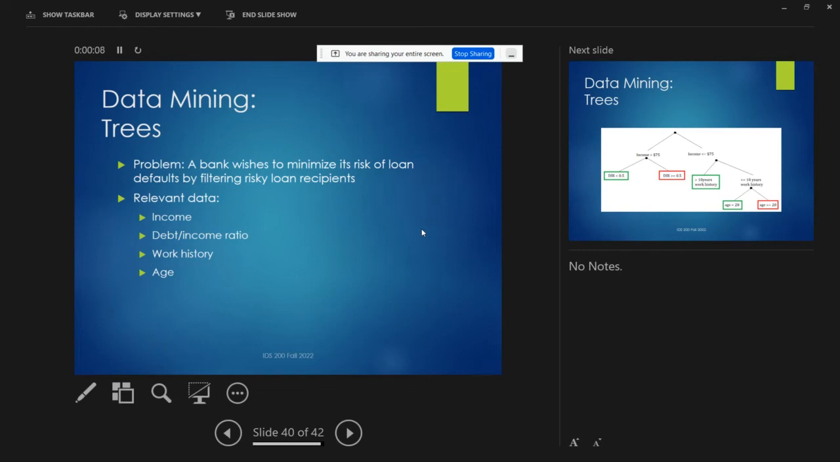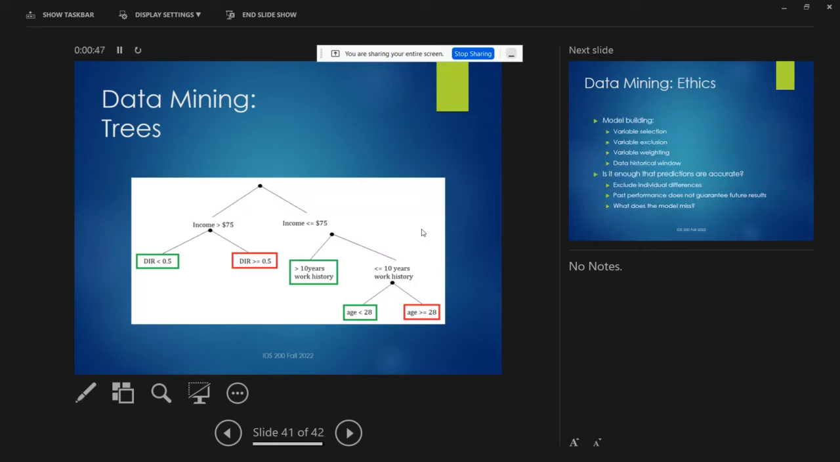So here's our problem for tree analysis. A bank wants to minimize its risk of loan defaults by filtering out risky loan applicants. It only wants to lend money to people that it considers to be reasonably good risks. I mean, anybody could potentially default on a loan, but the bank wants to pick low probability ones. They've crunched a bunch of numbers and come up with some relevant variables. They found that income, debt to income ratio, work history, and age of the loan recipient are all somehow relevant to whether someone's a good or bad loan risk.